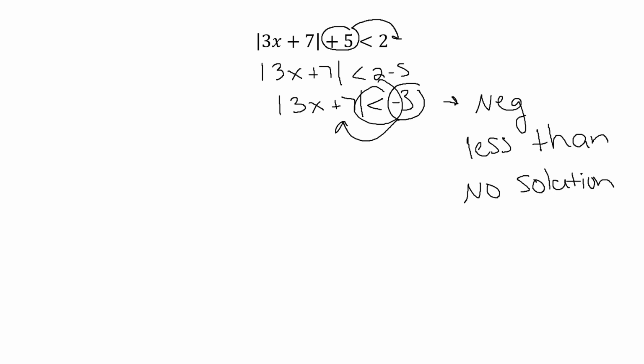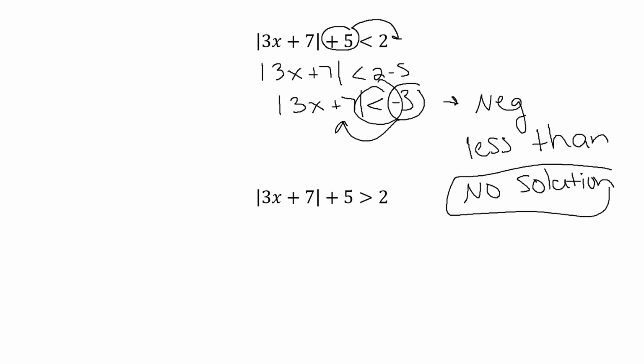Solution. Last class, or last face-to-face time, we talked about how you can't divide anything by 0. It doesn't work. You cannot solve it. When you have a negative less than absolute value, it's unsolvable. The answer is no solution. Negative less than means no solution.